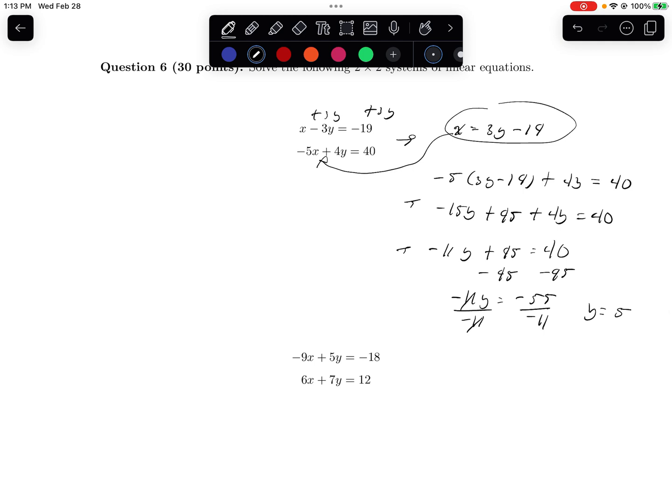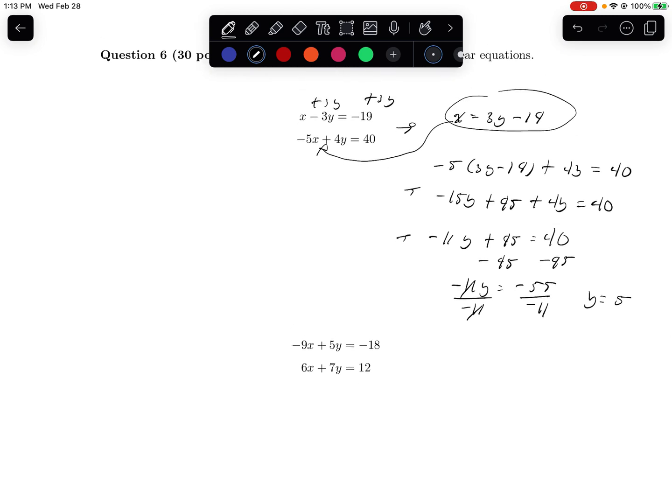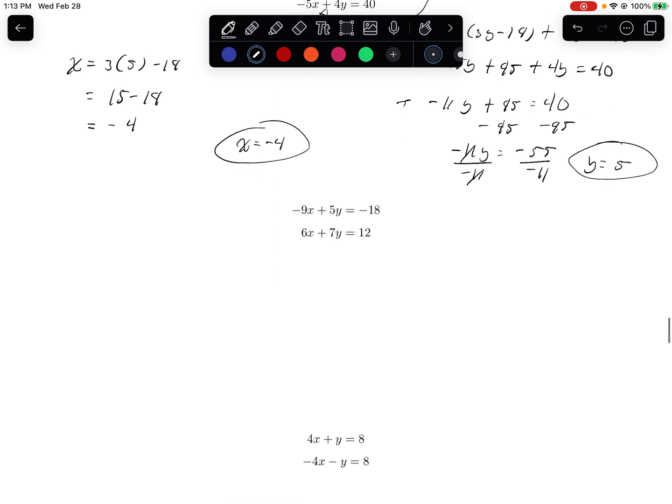Okay, but now that we have y is equal to 5, we can take this and plug it back into either of these two original equations to get our answer. Or we can even plug it back into x equals 3y minus 19. Perhaps that would be the easiest way to do it here. So we have, since it's already solved for x, that'd be the way to do it. So we have x is equal to 3 times 5 minus 19, or 15 minus 19, which is equal to negative 4. So x equals negative 4, and y equals 5. These are our two values we're looking for here.